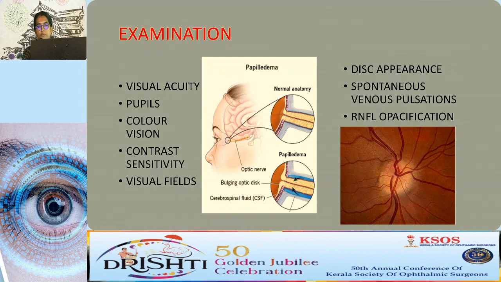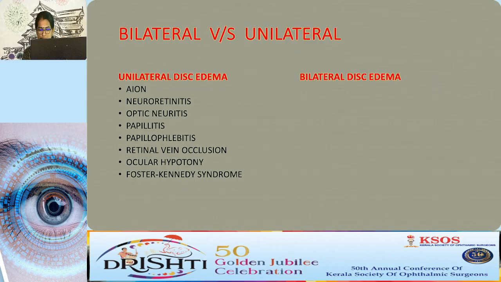And the basic thing would be the disc appearance, which would help us to discern some causes, like optic neuritis or AION. And spontaneous venous pulsations, we have already talked about, and RNFL opacification also may be seen. The next thing would be to differentiate the diagnosis, whether it is a unilateral disc edema or a bilateral. All unilateral cases may go into a bilateral one later.